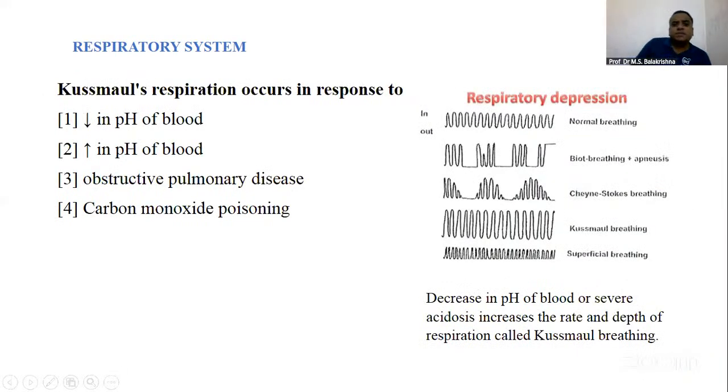Kussmaul breathing: respiration occurs in decreasing pH of the blood, this we have just discussed in our explanation also. Decreasing pH of the blood or severe acidosis increases the rate and depth of respiration, and that is called Kussmaul breathing.